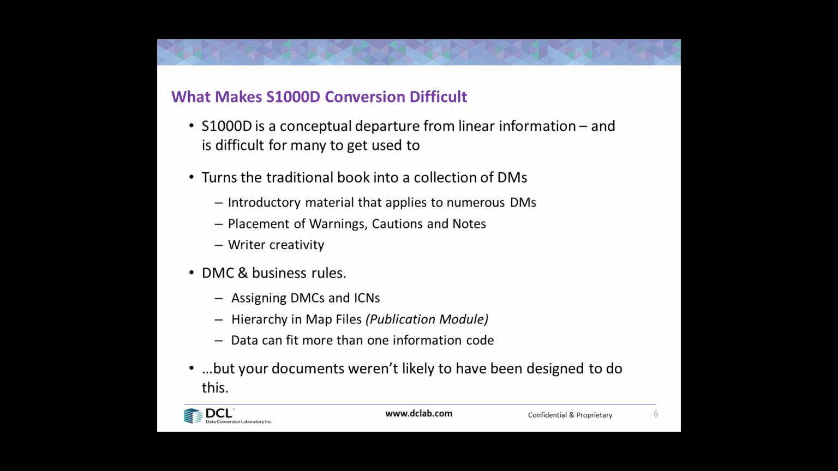In S1000D, you also deal with data module codes, illustration control numbers, and business rules. Because of that, a file name actually has a meaning, because you assign a data module code to it. You're also dealing with business rules, and business rules are a set of rules that everyone must follow. But in S1000D, you have layers of business rules. So when you finally get down to the project-specific rules, if you're not careful and very specific, it can cause a lot of issues. So why is using data modules so important?